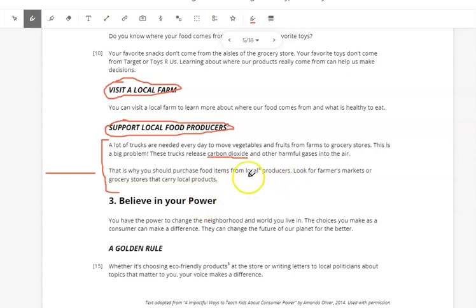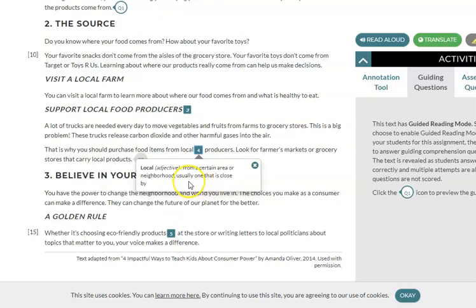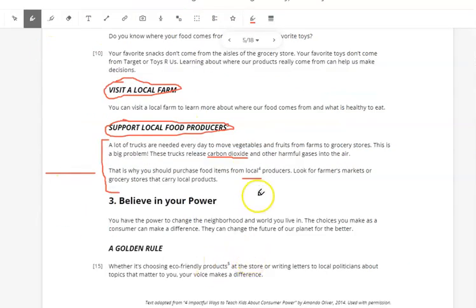Now we see another one of those words with a number in the top, the word local. And we are looking at our local government, so we know that local is from a certain area or neighborhood. Usually one is close by. So that would be people that produce stuff in Lafayette, a local producer.